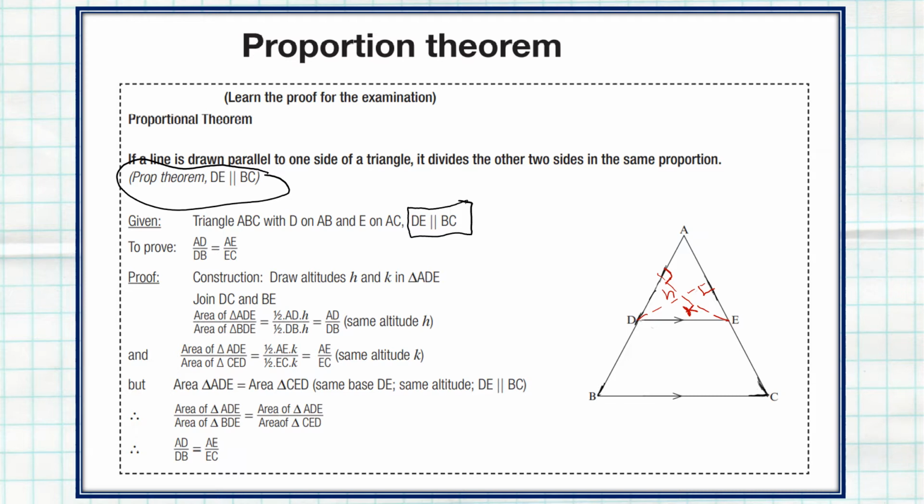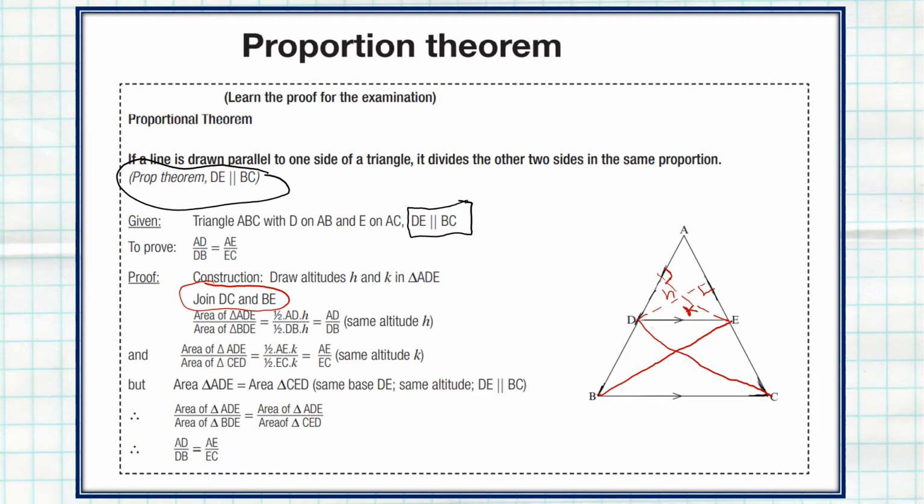Okay. Then you have to join DC and BE, and this construction must be there in your paper. You must show them that, okay, this is what I'm doing, and you tell them I'll join DC and BE. So we join these two lines, DC and BE. That's it. So that's the construction that you make when you want to prove the proportionality theorem.